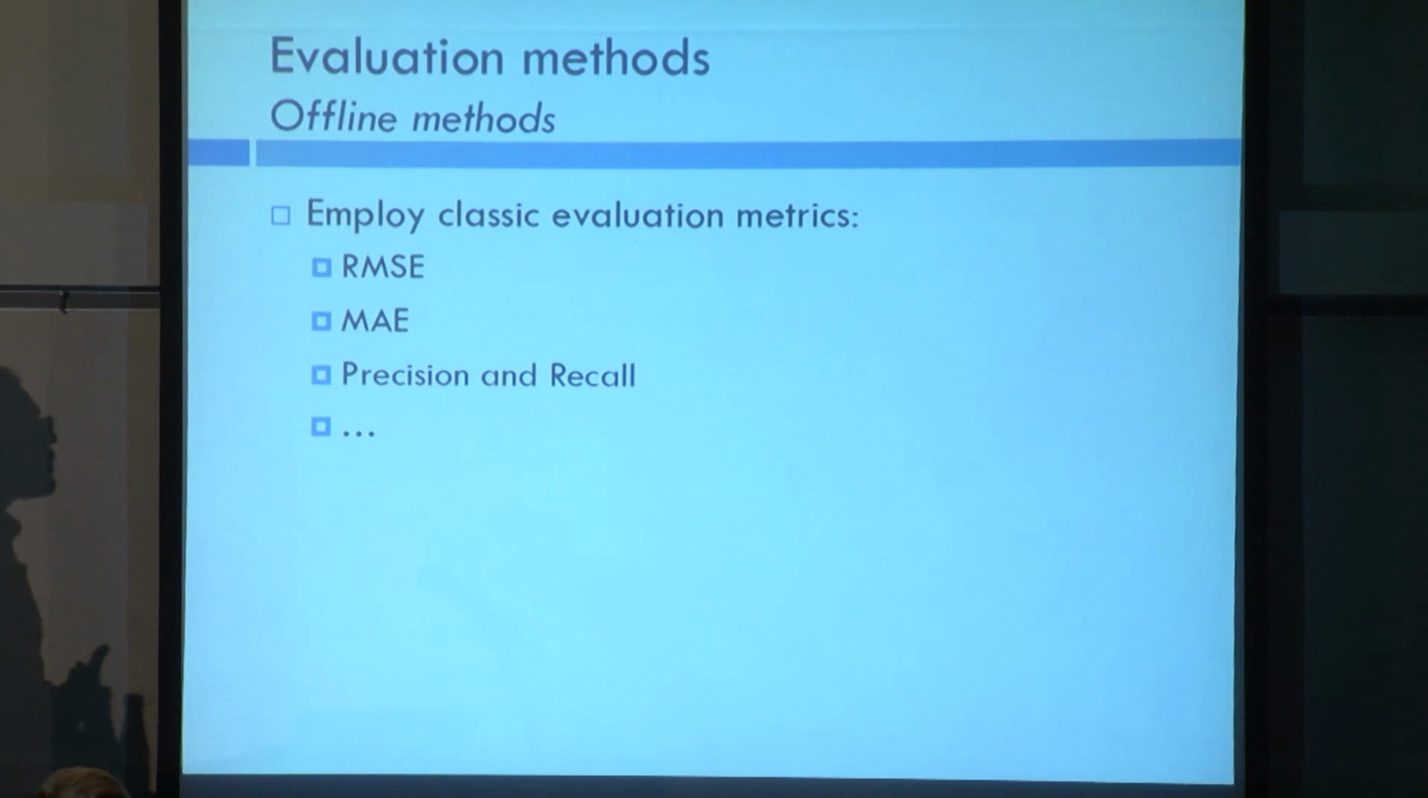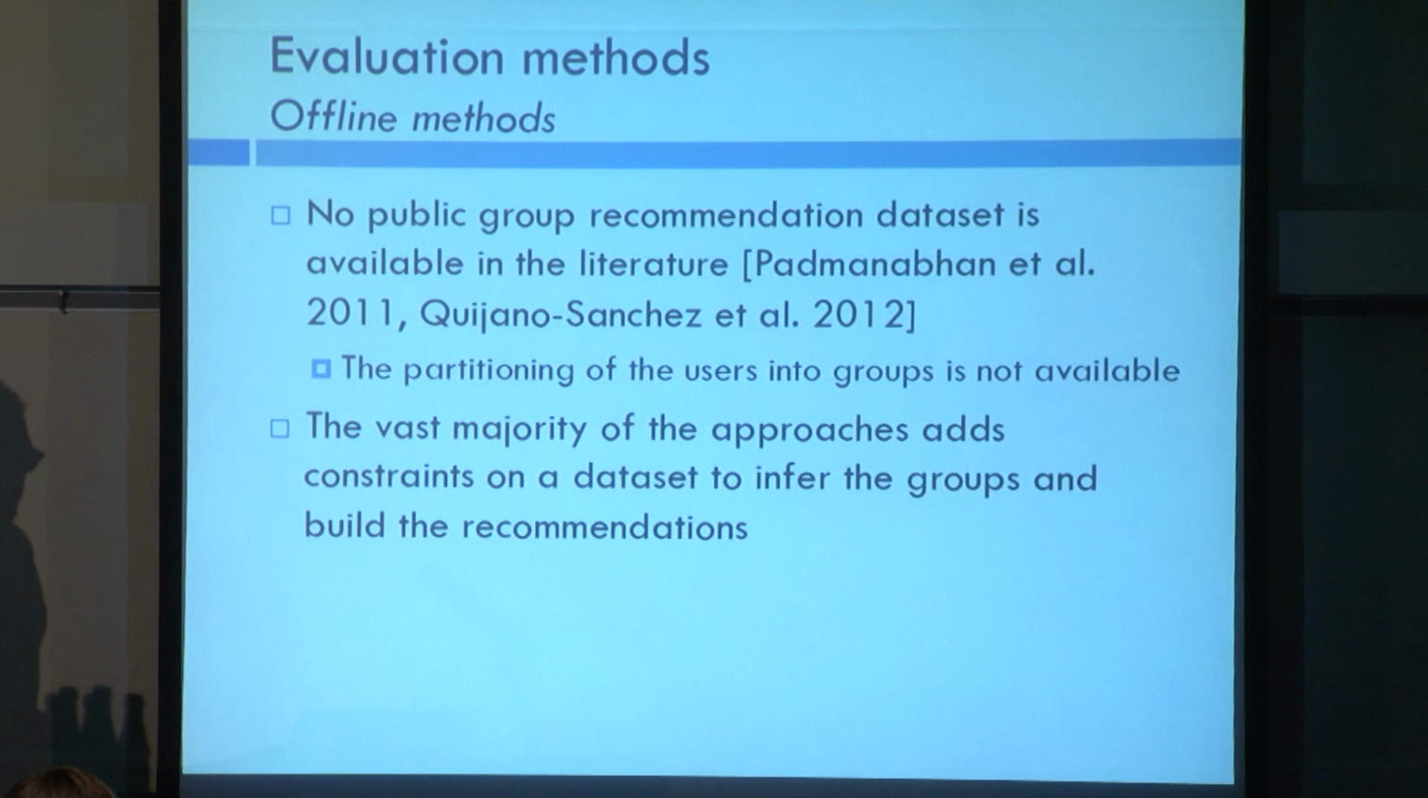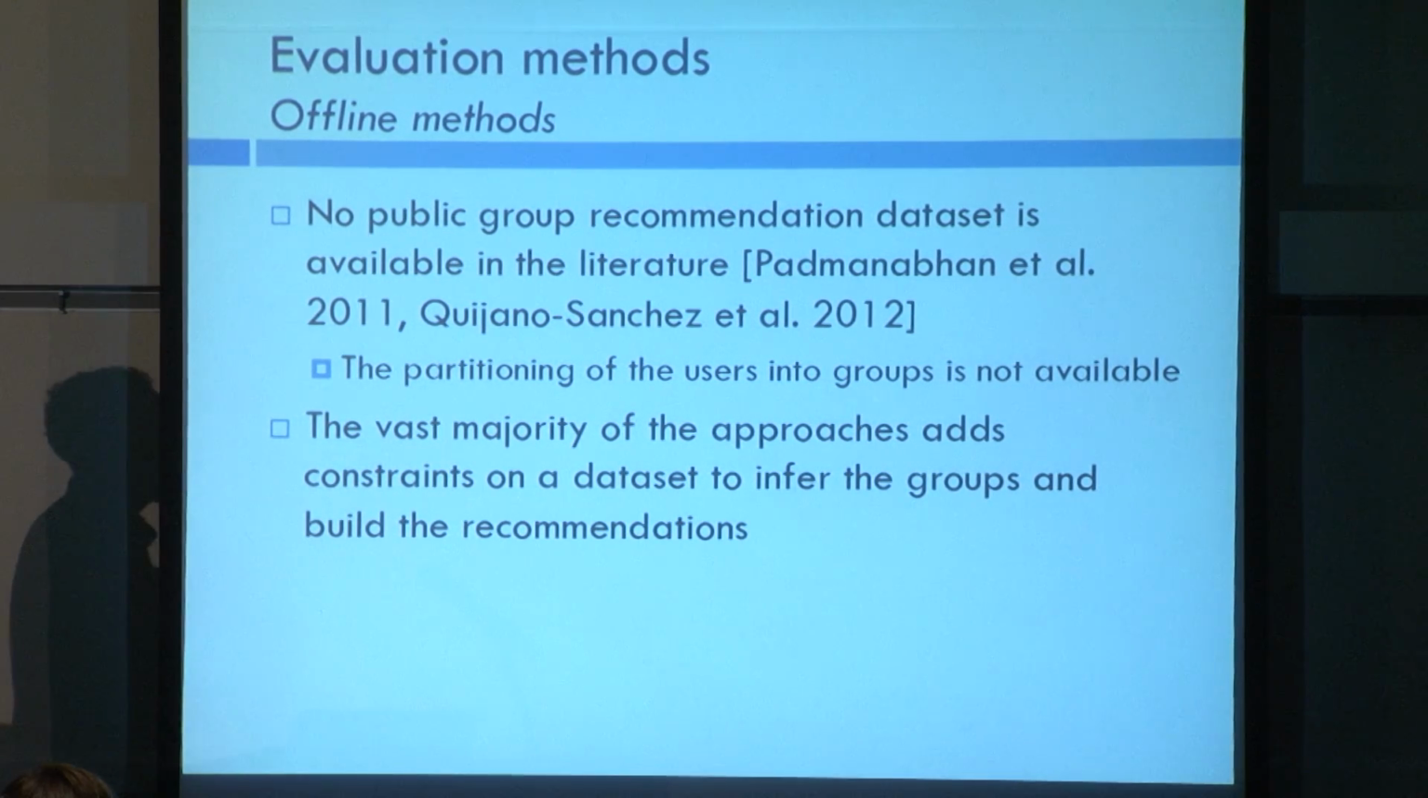With the offline methods, I won't go into much detail because they employ the classic metrics that have been used, like RMSE or MAE or precision and recall. But one aspect I would like to highlight, I guess it's a key aspect that characterizes group recommender systems, is that no public group recommendation dataset is available in the literature. So in general, of course, you might have the preferences of the individual users, but the partitioning of the users into groups is usually not available. And the vast majority of the approaches add a constraint on existing and published datasets to infer the groups and build the recommendations for them.